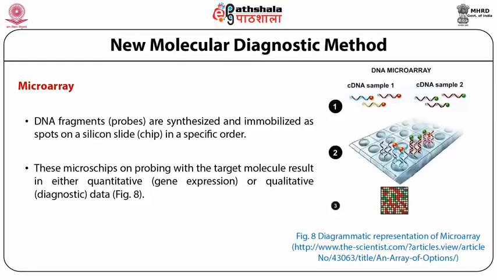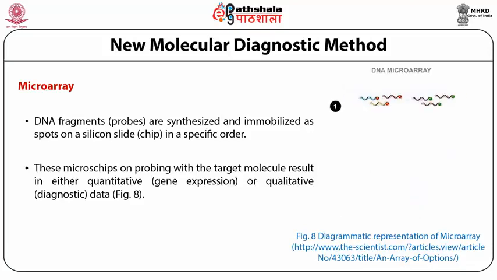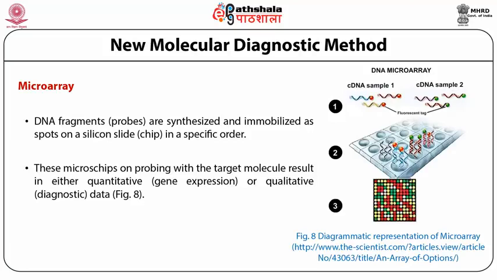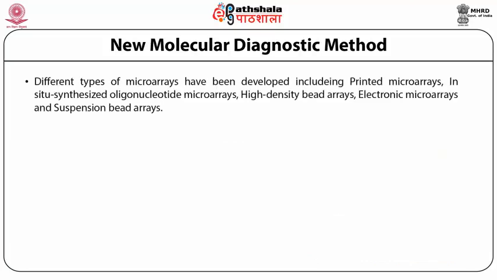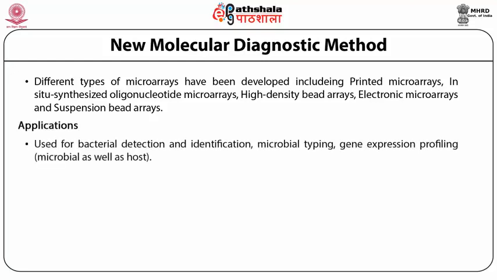The quantitative data means you can use various dilutions of the sample and check the amount of gene expression, and qualitative means you just detect which pathogens are present or not. Different types of microarrays have been developed, including printed microarrays, in situ synthesized oligonucleotide microarrays, high density bead arrays, electronic microarray, and suspension bead arrays. The microarrays have several applications. They are used for detection of bacteria and their identification, microbial typing, and gene expression profiling.